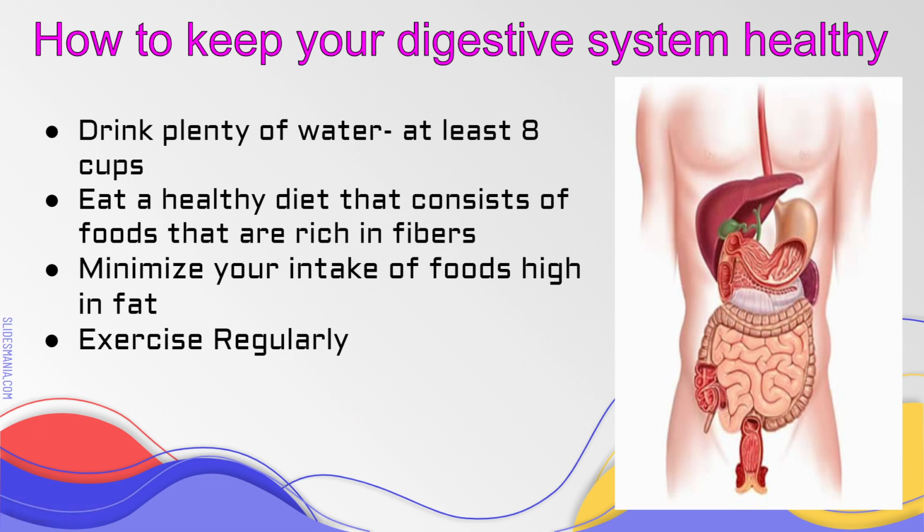Now let's talk about how to keep your digestive system healthy, right? Let's see what we should do. So mainly we should always think about drinking plenty of water every day, right? You should drink at least 8 cups of water every day for the normal human being. It should be around 12 cups of water per day for athletes. Next, you should eat a healthy diet that consists of foods that are rich in fiber. Next, you should minimize your intake of foods high in fat, and you should always try to exercise regularly.